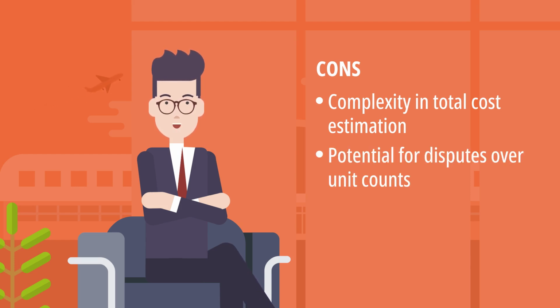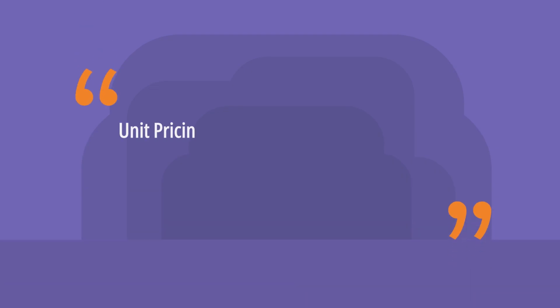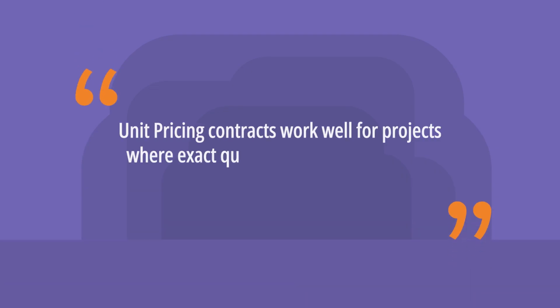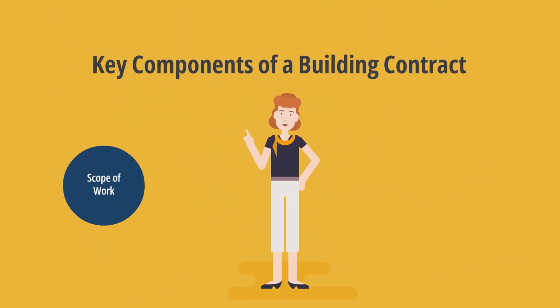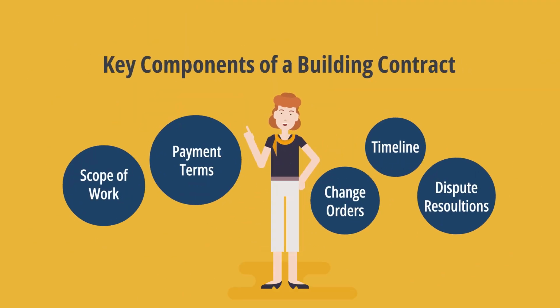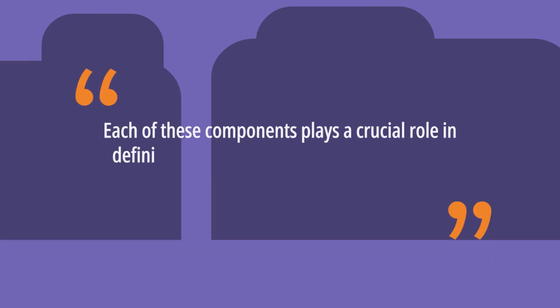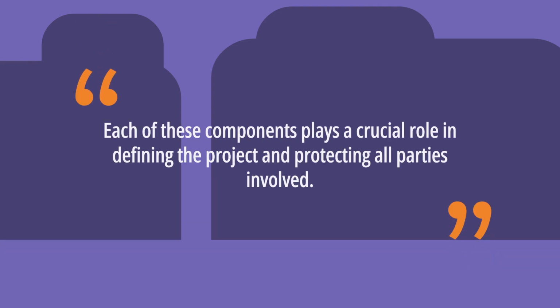There's also potential for disagreement over unit counts, and some aspects of the project might not fit neatly into a per-unit pricing structure. Unit pricing contracts work well for projects where exact quantities are uncertain, like landscaping or renovation work. Regardless of the type, all building contracts should include these essential elements. Each of these components plays a crucial role in defining the project and protecting all parties involved.